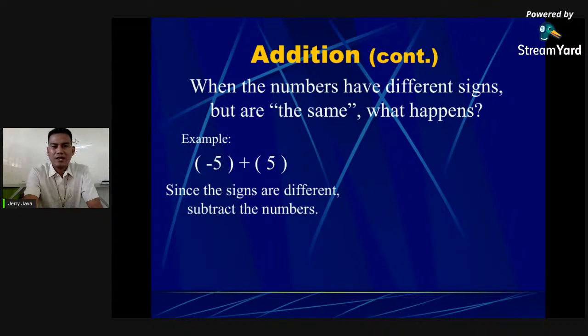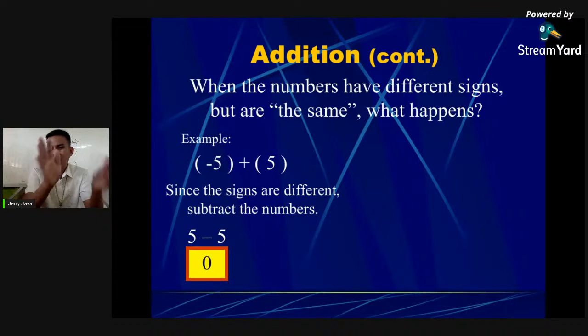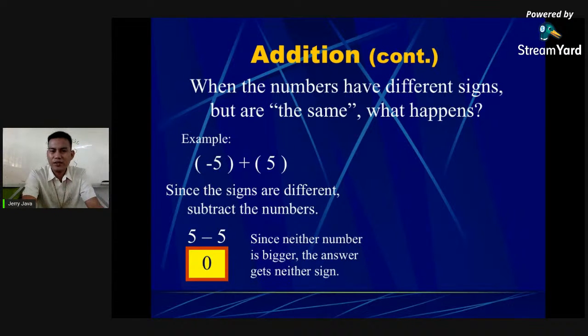Okay, since the signs are different, subtract the numbers. So 5 minus 5 gives you 0. Since neither number is bigger, the answer gets neither sign. So 0, wala silang sign. One is negative, one is positive, parehas sila, tie sila, so parehas po silang hindi maka-receive ng sign. So 0 na lang para walang pinapanigan. Okay? Neutral si 0.